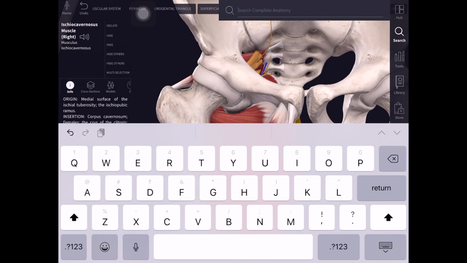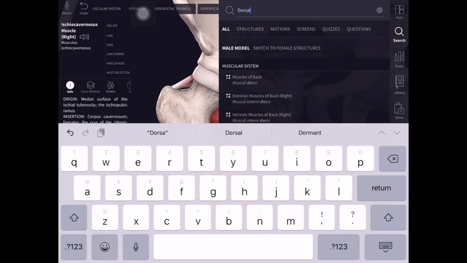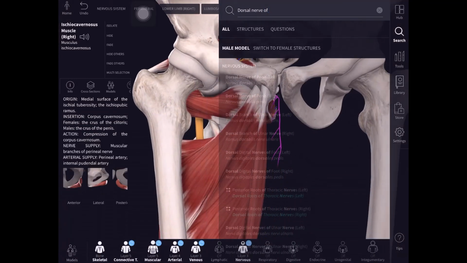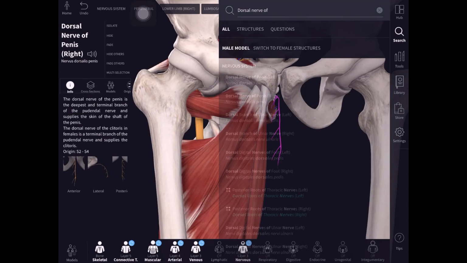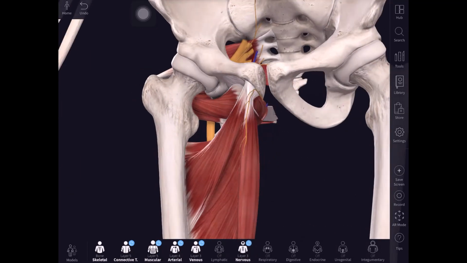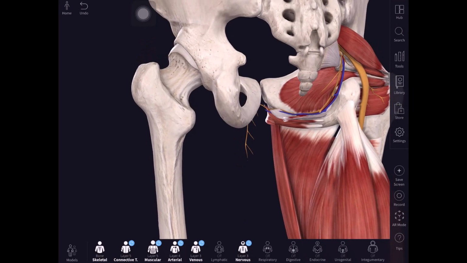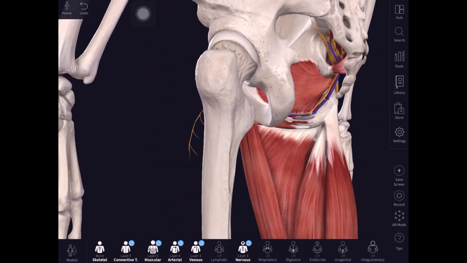Then your nerves are there. Which nerve do we need? Internal pudendal is already there. Dorsal nerve, we'll see. Dorsal nerve of penis, right. Okay. So one by one, let us see.